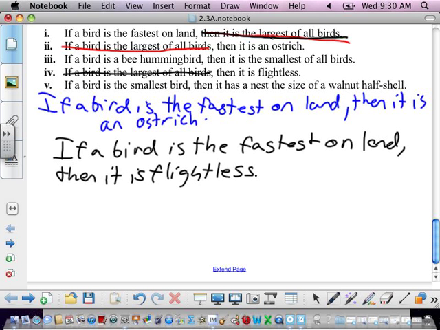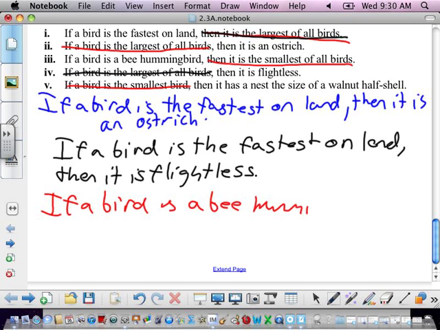If a bird is a bee hummingbird, then it is the smallest of all birds. Is there one up there that says it's the smallest of all birds? Yes. Which one? 5. So I can say if a bird is a bee hummingbird, then what? It has a nest the size of a walnut.